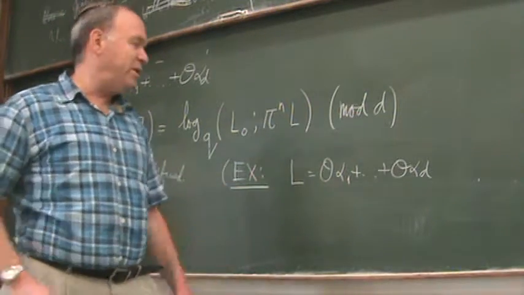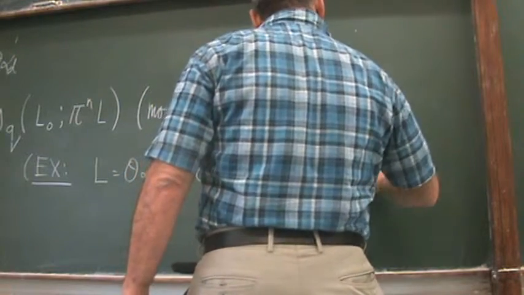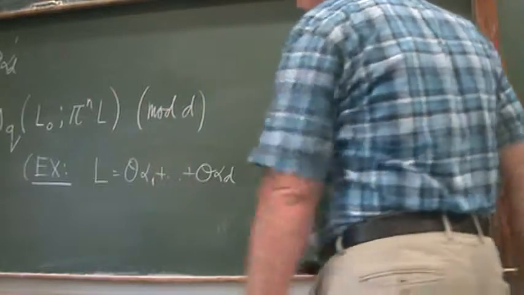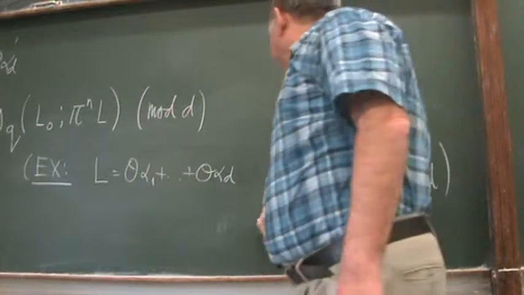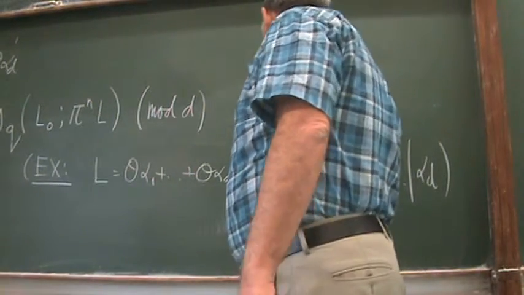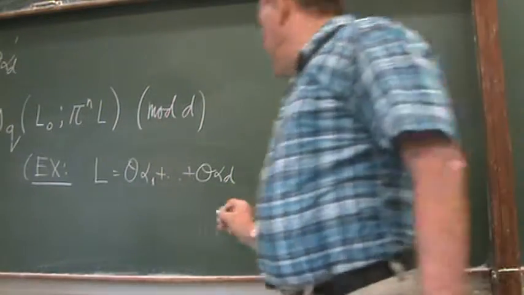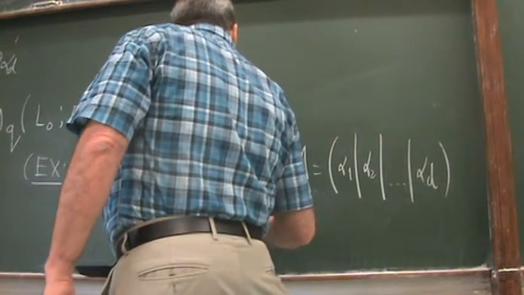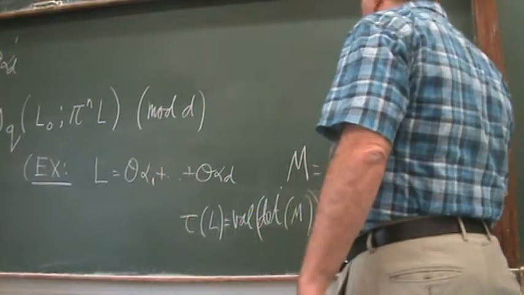If you really want to compute the tau of a lattice, then look at the matrix M, which is alpha 1, alpha 2, ..., alpha d. You can put them in rows or in columns, whatever you want. You just take this as a matrix. So this is a d by d matrix. Take the determinant of M, and tau of L is equal to the valuation of the determinant of M taken mod B.